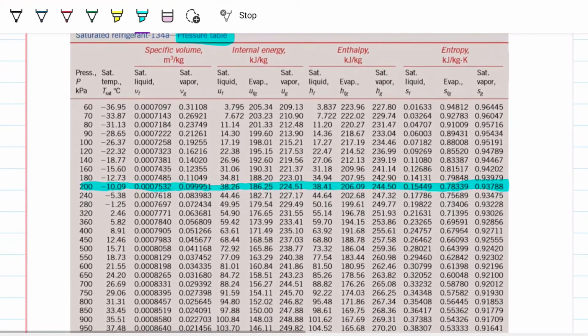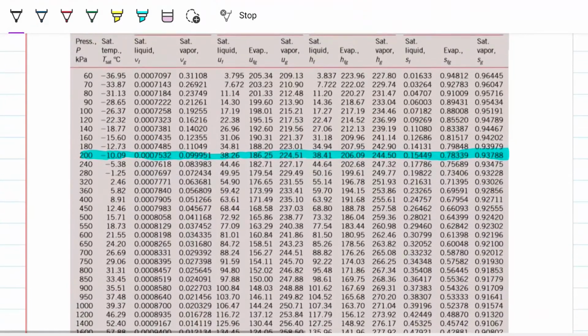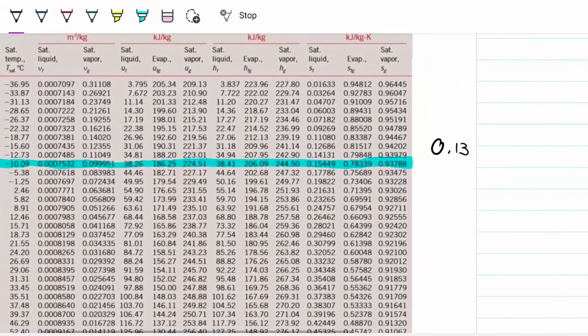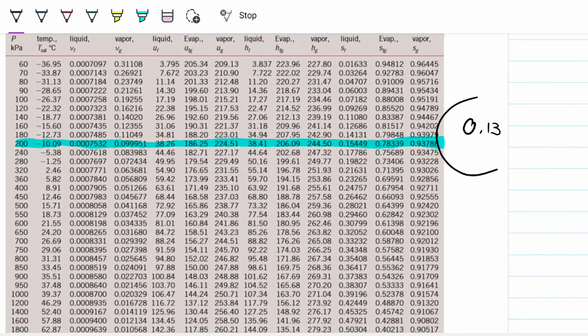Right, and again, my specific volume did not change, so I still know it's the 0.13. So therefore, same thing I'm going to do here. So 0.0007 and 0.09. So guess what? Now my specific volume is greater than the specific volume of the saturated vapor. So that indicates that my mixture is a superheated fluid, right? Not a saturated mixture anymore.